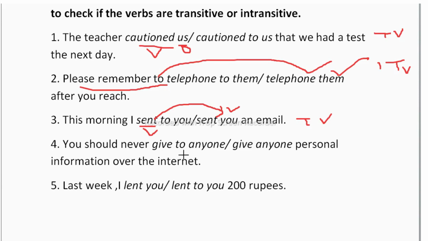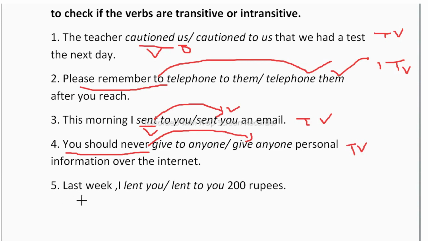You should never give to anyone or give anyone personal information over the internet. Which one can be correct? So here, you should never give anyone, not to anyone. You should never give anyone personal information over the internet. This will be the correct one. So this will be a transitive verb.